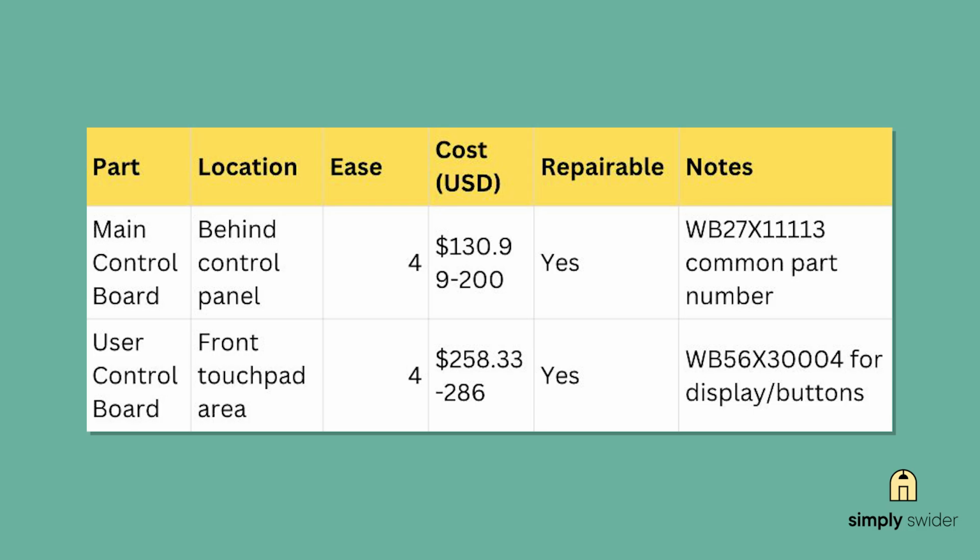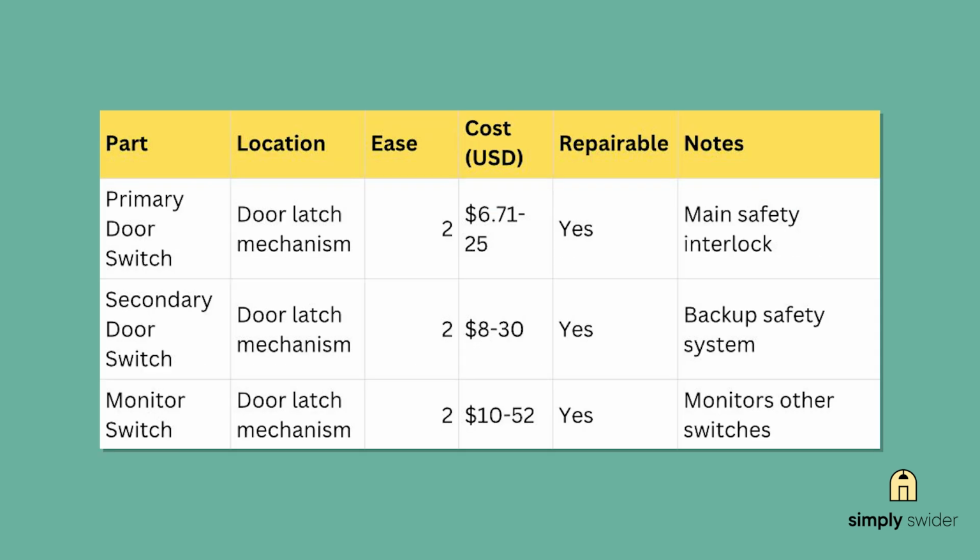You can get these from appliance parts dealers, and installation isn't too bad if you're methodical about it. Take those photos I mentioned, label your wires if you need to, and work slowly. The boards themselves are pretty reliable once installed, so it's usually worth doing if your microwave is otherwise in good shape. Door switches are pretty reasonable, usually between 7 and 50 bucks depending on your model.